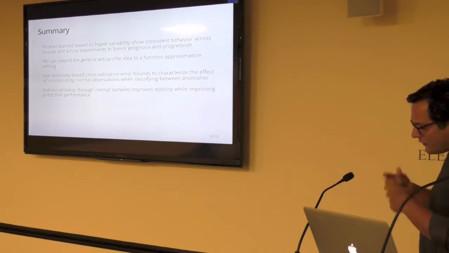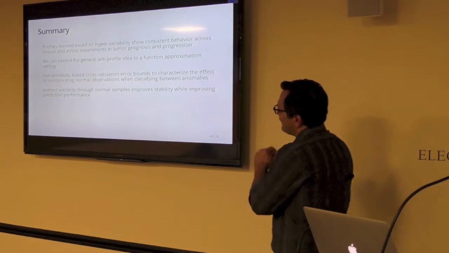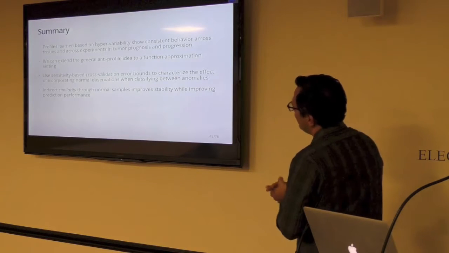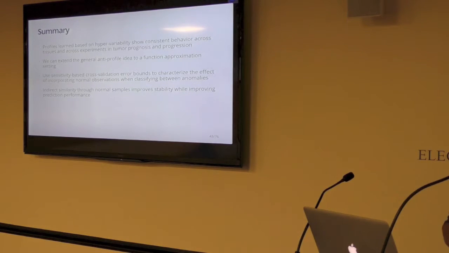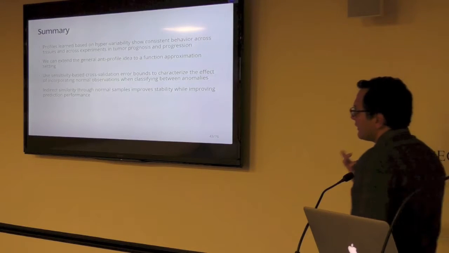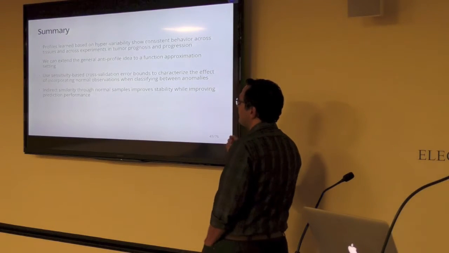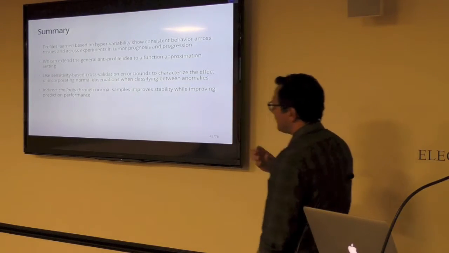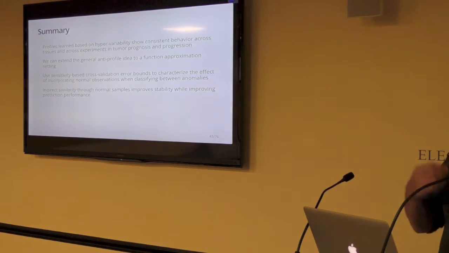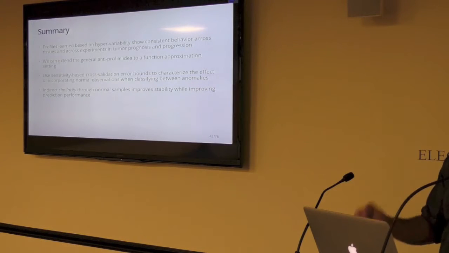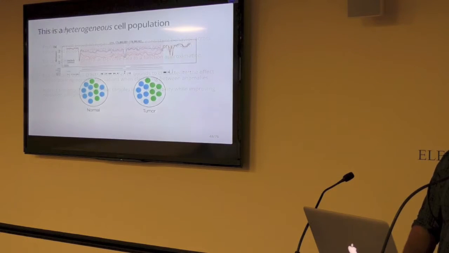So, in summary, what do we find? We find that profiles learned on this hyper-variability show consistent behavior across tissues and across experiments. We can extend this general anti-profile idea to a functional approximation setting, and using sensitivity-based error bounds, we can start characterizing the effect of incorporating normal observations when classifying between anomalies. So this indirect similarity through normal samples improves stability and prediction performance.